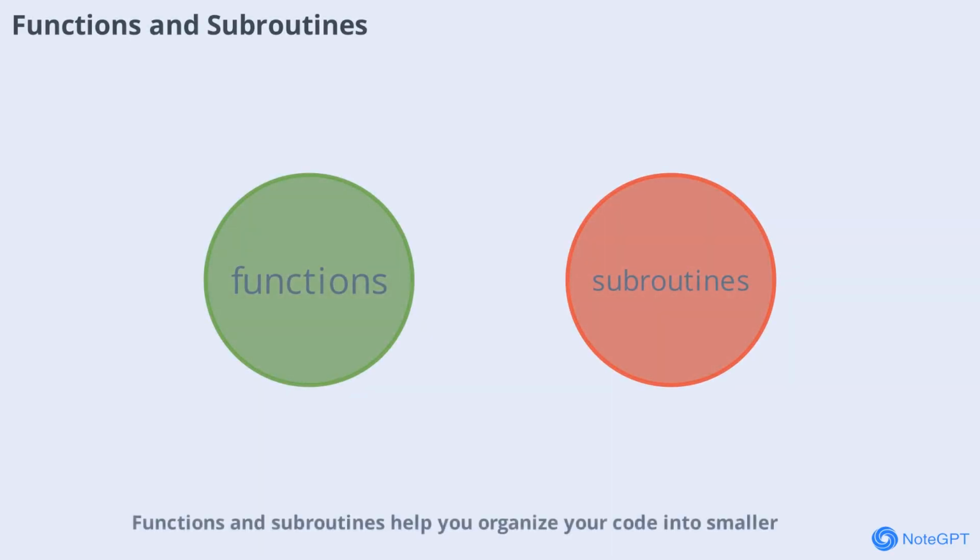Functions and subroutines help you organize your code into smaller, reusable sections. In QBasic, you can create subroutines using the sub and end sub keywords, and functions with function and end function. These structures allow you to break complex tasks into manageable parts, making your programs easier to read and maintain. Functions can return values, while subroutines perform actions. Using functions and subroutines is a key step toward writing professional quality code.